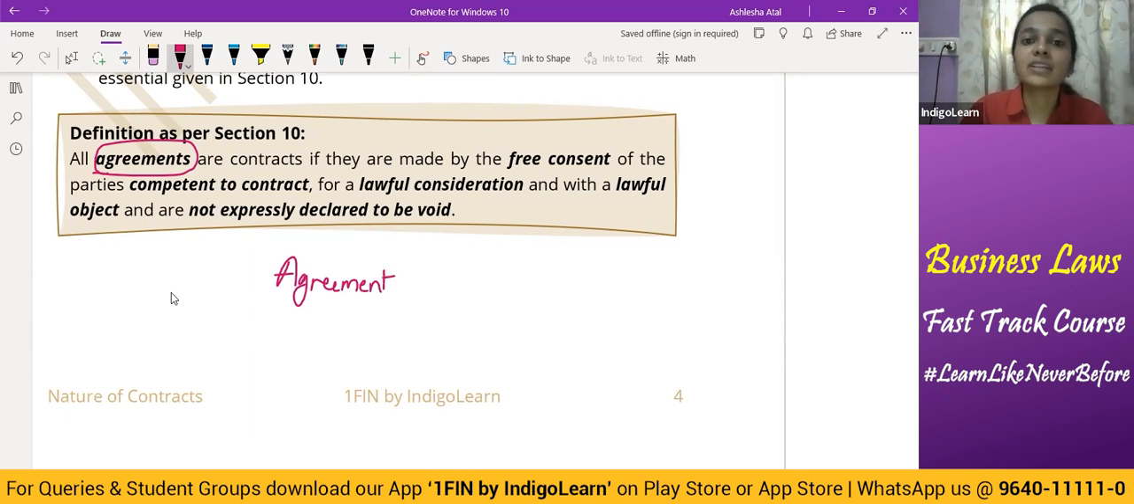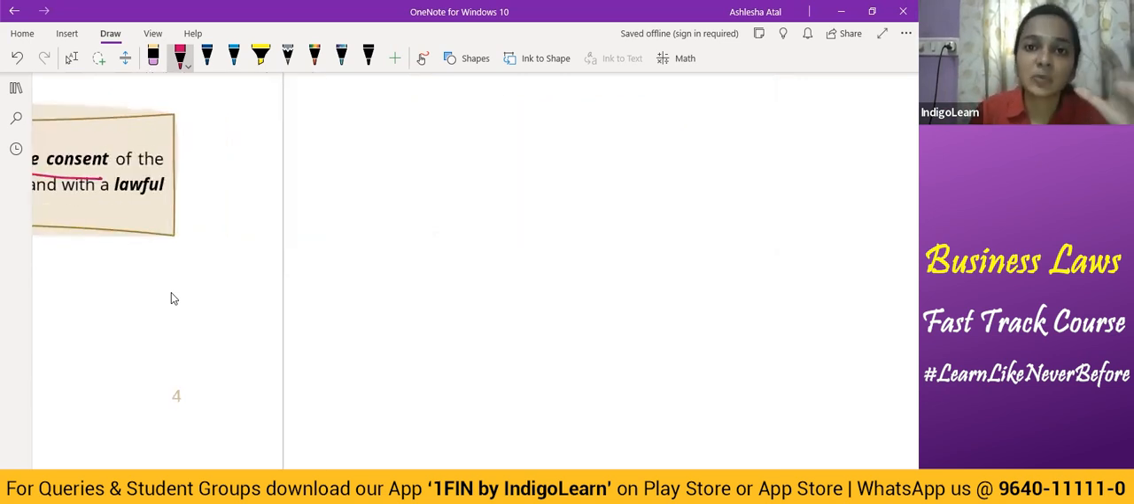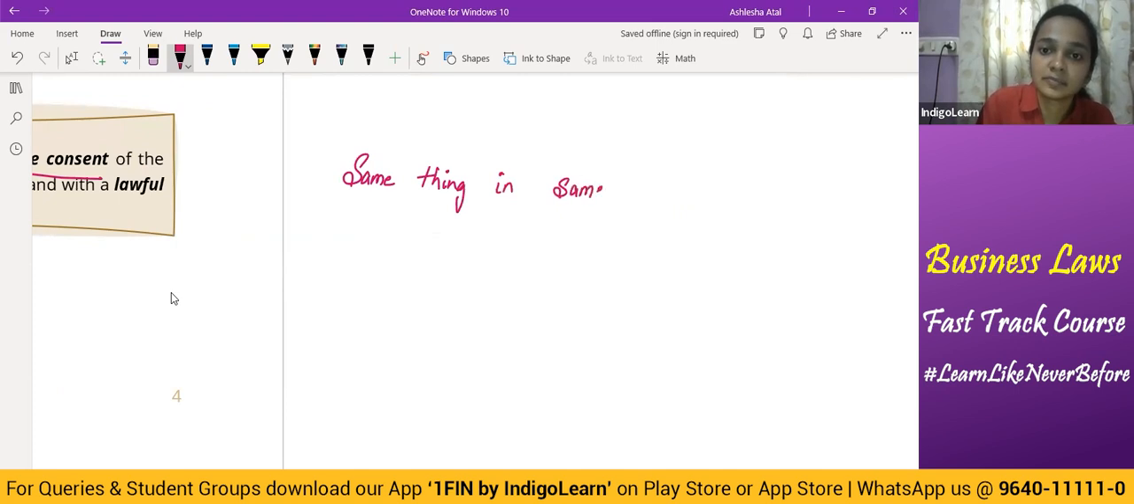So all agreements are contracts if they are made by free consent. Now, what does free consent mean? Free consent basically means agreeing upon the same thing in the same sense. Now, what does this mean?